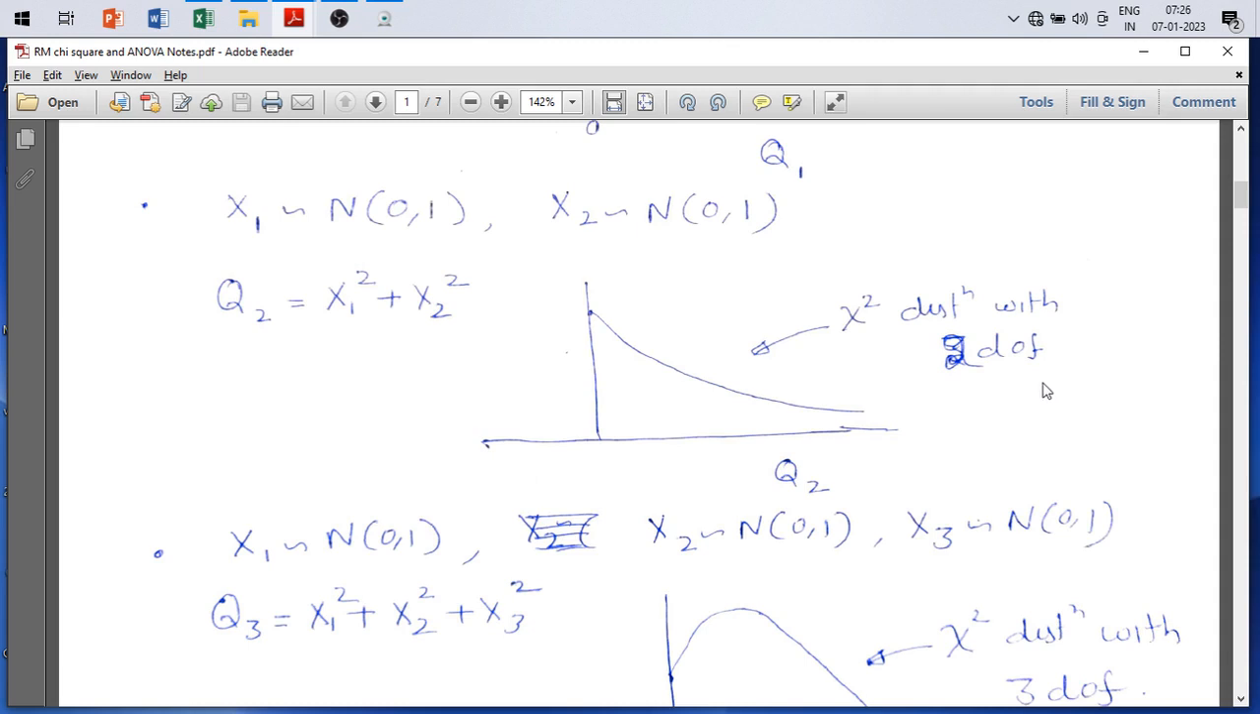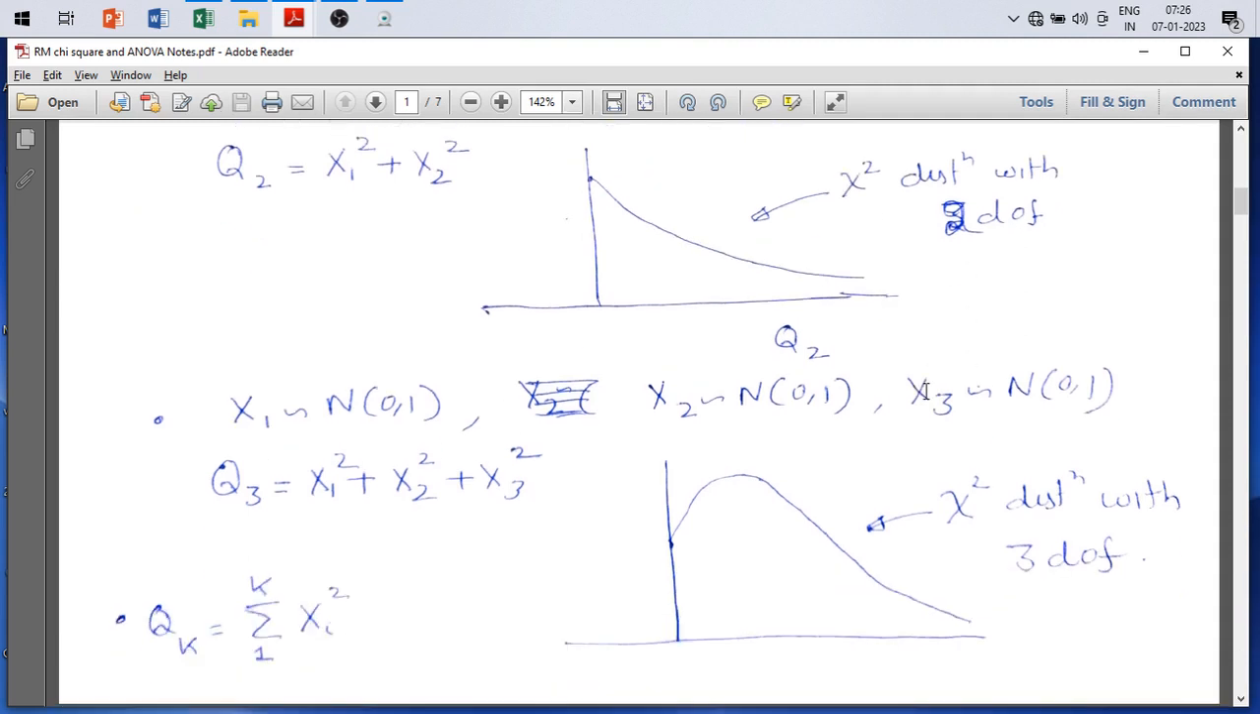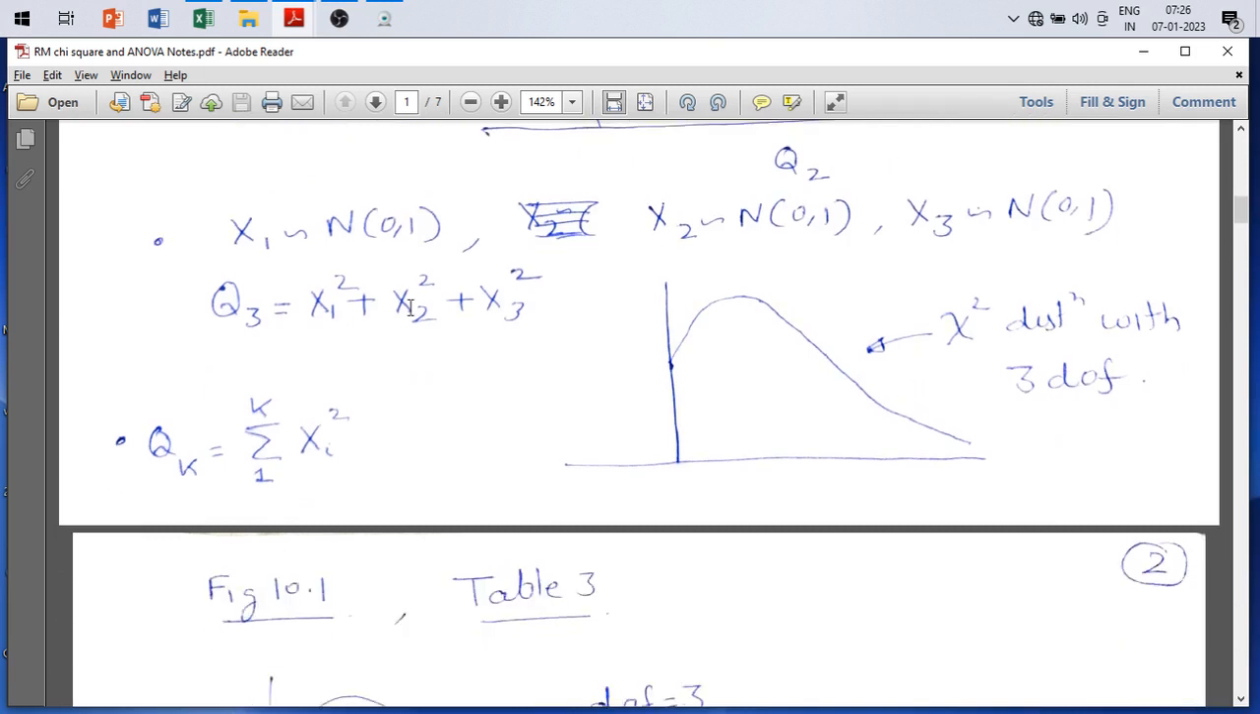Similarly, we can have a chi-square distribution with 3 degrees of freedom, 4 degrees of freedom. Let us look at 3 degrees of freedom also. Now we have x1, which is normally distributed, a standard normal distribution. X2 also standard normal distribution, and x3 also like that. And we define q3 as x1 square plus x2 square plus x3 square. If we plot the distribution of q3, it will look something like this.